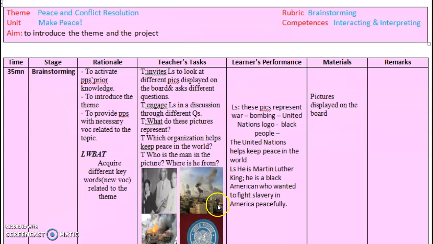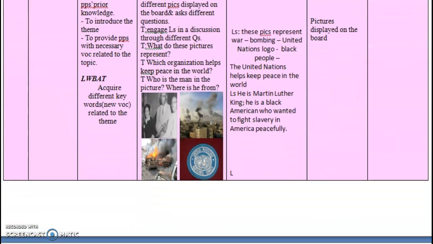In the second picture we have bombings. The third picture also has fire, smoke, bombings, there's war. The fourth picture is the logo of the United Nations organization. I have other pictures here too.